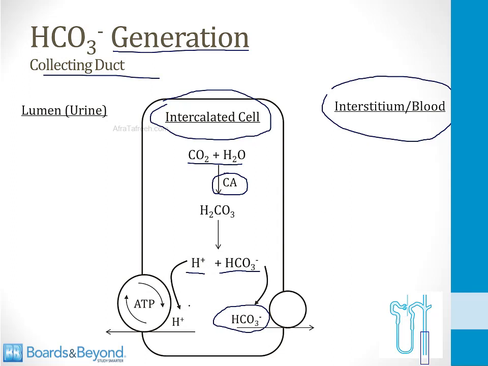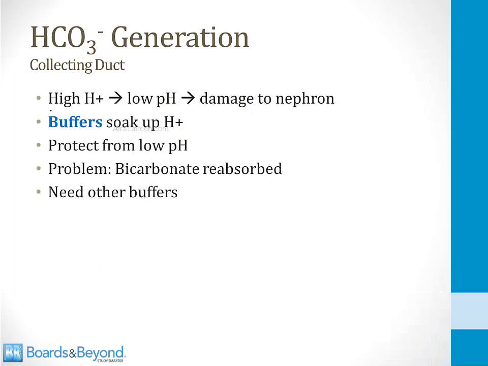Note also that this process generates a proton. In other words, it generates acid. That proton must be excreted in the urine. If it were not excreted, it could recombine with the bicarbonate and negate this entire process. Because the generation of new bicarb creates protons, it leads to a high concentration of protons in the urine. This can lower the pH, and if the pH gets low enough, it can damage the nephron. For this reason, the urine needs buffers which can soak up the H plus and protect the nephron from low pH.